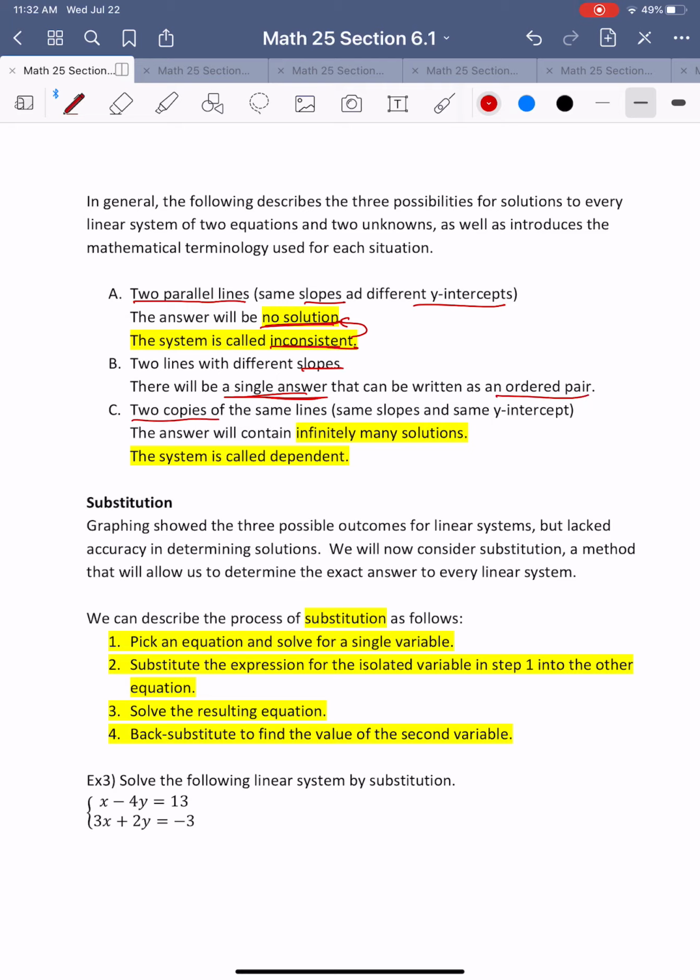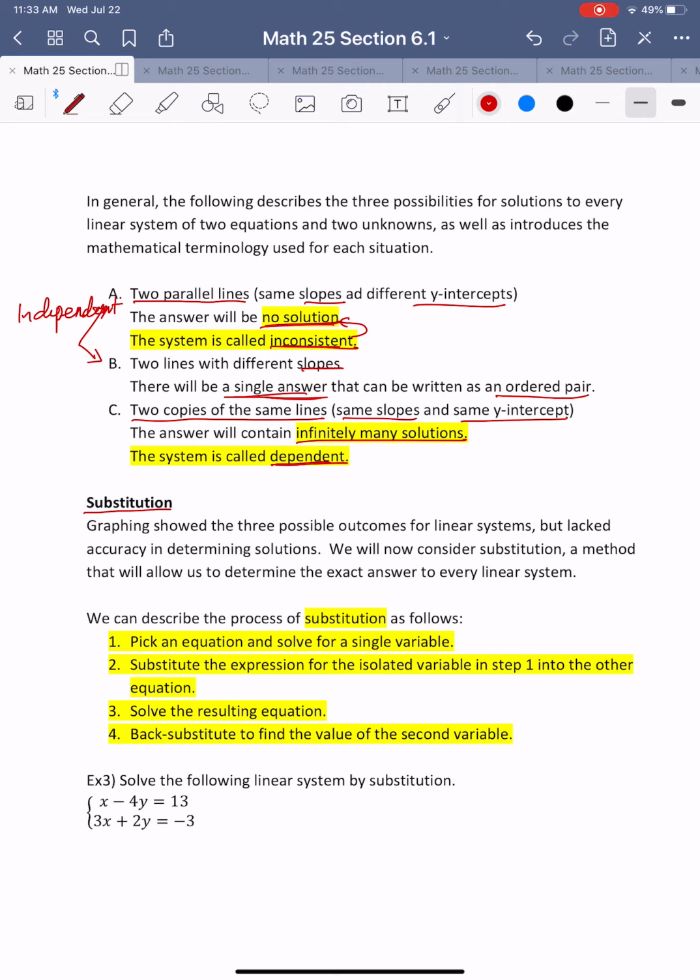The two copies of the same line, which means the lines are exactly the same, the same slope and the same y-intercept, that means you have infinitely many solutions. We call this dependent, which means the other cases are independent. So independent means two different lines, but dependent means two lines that are exactly the same line. And if there's a solution, we call it consistent. If there's no solution, we call it inconsistent. In means not consistent.